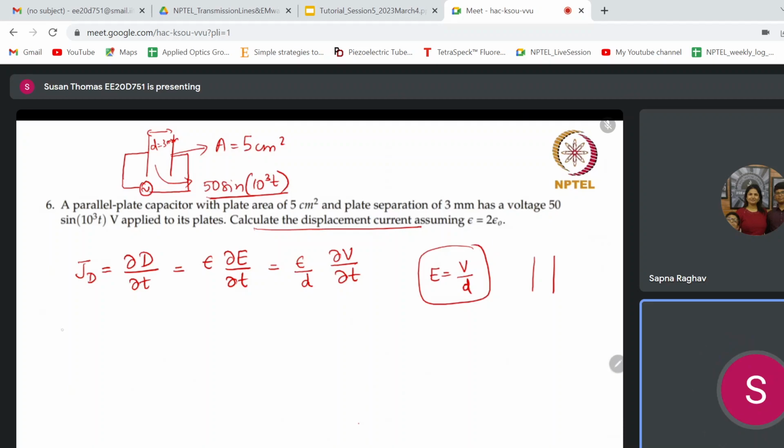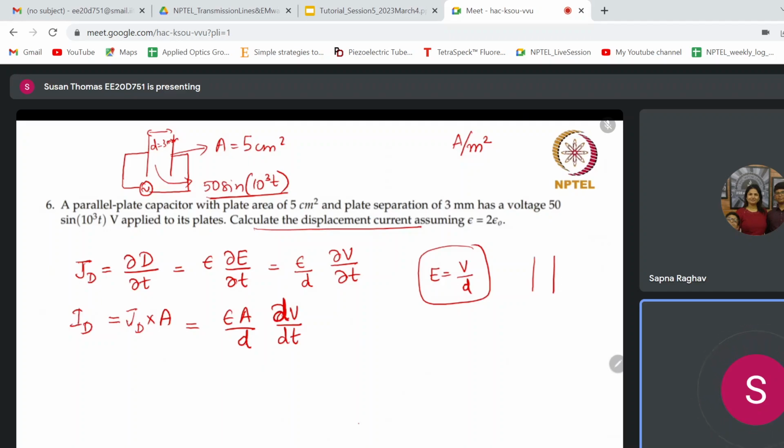Now epsilon by D, now this is the displacement current density. I told you it is in ampere per meter square. So how do we find displacement current from that? Multiply JD with area, you will get displacement current. So epsilon A by D into dV, let us write dV by dt because it's only one variable.